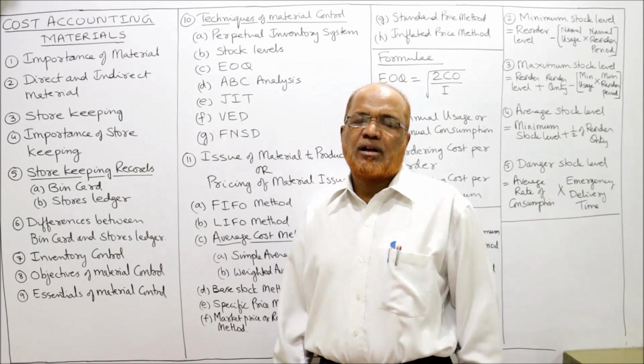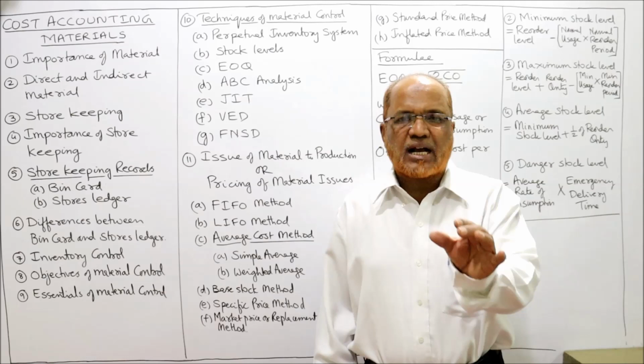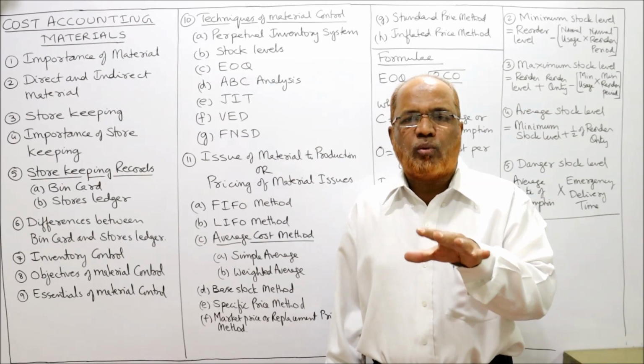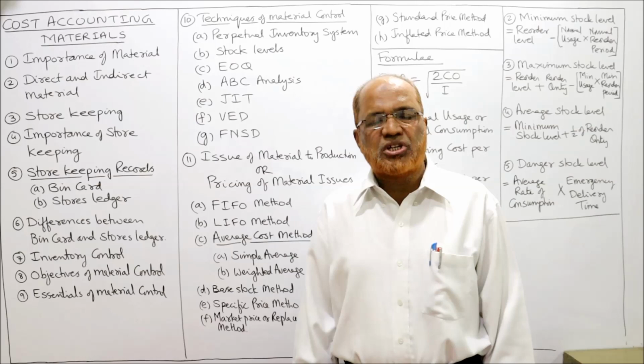Essentials of material control are there should be proper coordination between the different departments concerned with material. The different departments are purchasing department, inspection department, stores department, production department. All these departments should work in a coordinated way. Then only we can be able to achieve the objectives of inventory control.